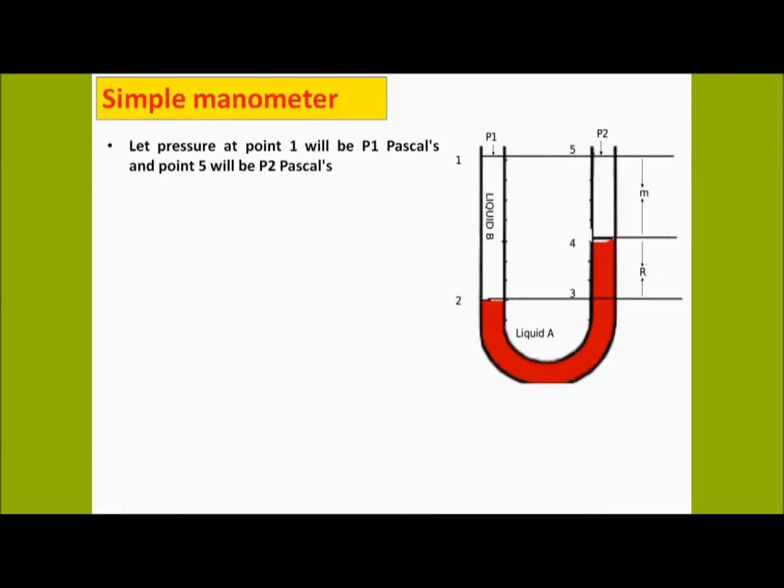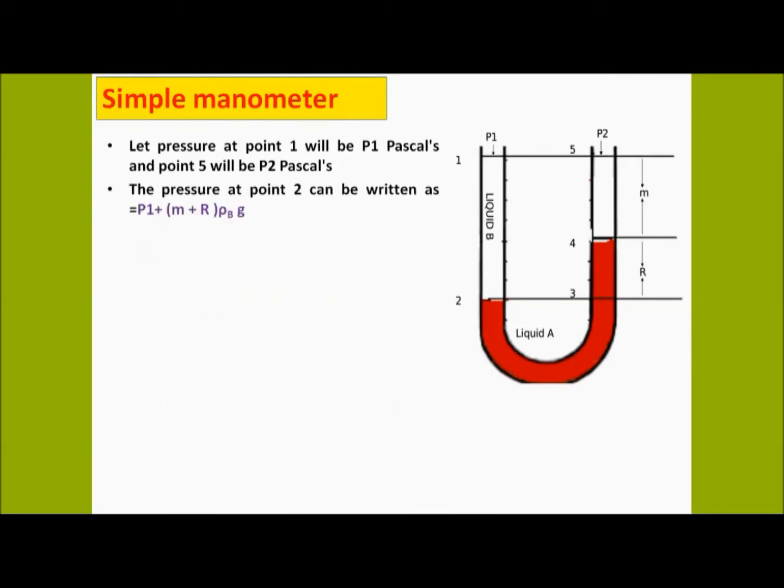How are we going to calculate? So again, that is the diagram. Now let us consider that the pressure at point 1 is P1 Pascal, and the pressure at point 5 will be P2 Pascal, right? The distance between 4 and 5 is M, and the distance between 4 and 3 is R, right?